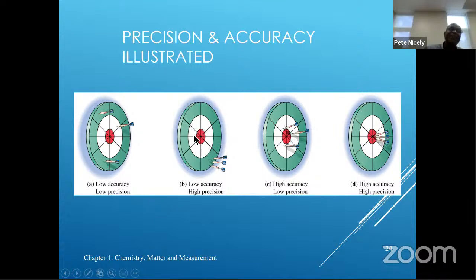In the case of this situation here, this represents a situation of low accuracy and high precision, because in this case, the darts end up close to each other, but they're still far away from the center.